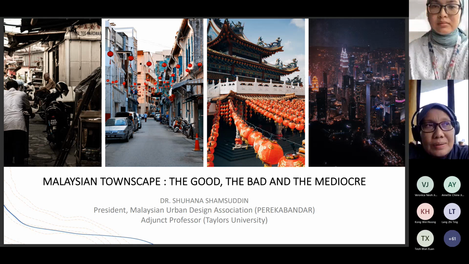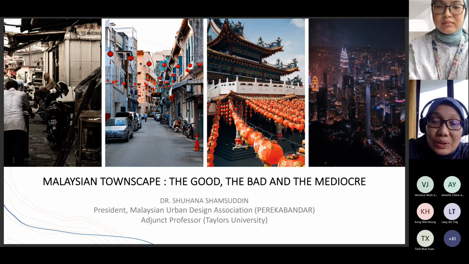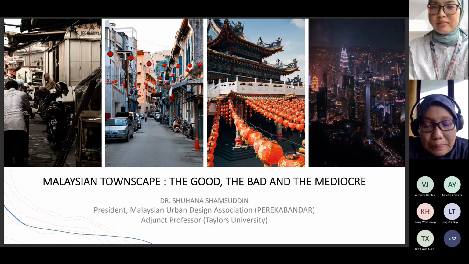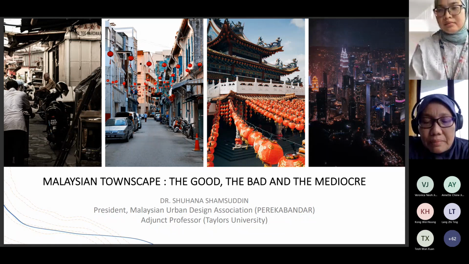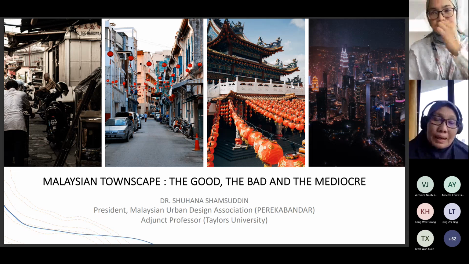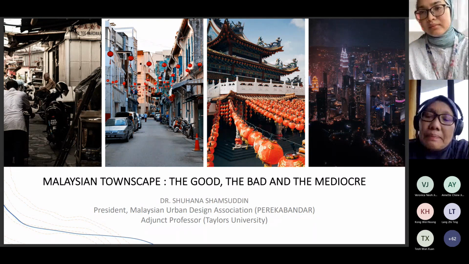So far, the first university that has signed an MOU with PEREKABANDAR, a formal collaboration, is Taylor's University, where the students are working on the townscape appraisal program associated with their studio project, at the same time linked to the My Townscape Initiatives program of PEREKABANDAR.